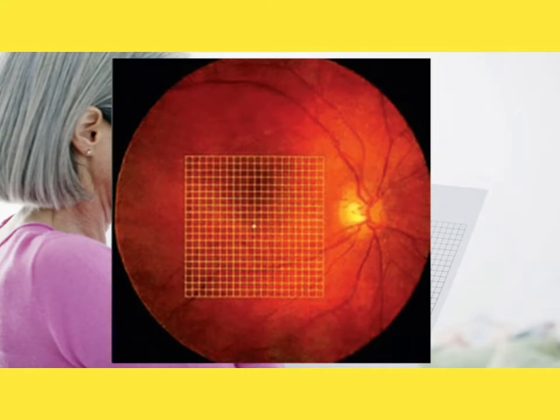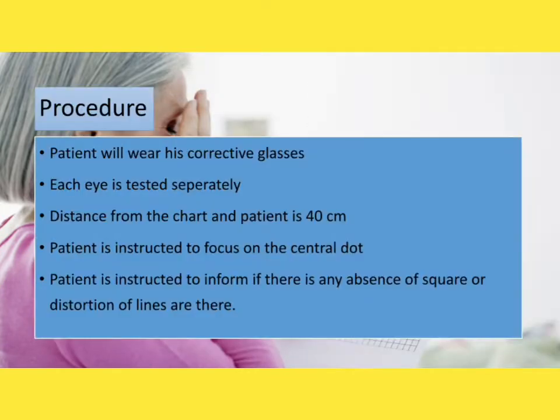Now let's move to the procedure, how it is performed. I again say that the Amsler grid card is not only used for detection, but it is also used for screening and monitoring of the fundus state. If the person has any type of disorder or abnormality or pathology in his macular area, then to monitor the progression or the gradual reduction of his disorder, the Amsler grid card can be used, and it is very inexpensive, so it is very easy to use.